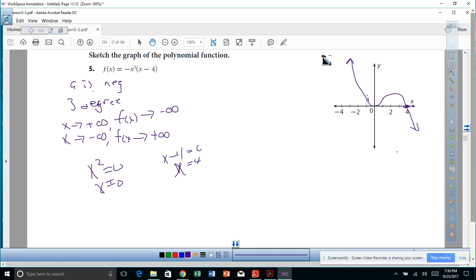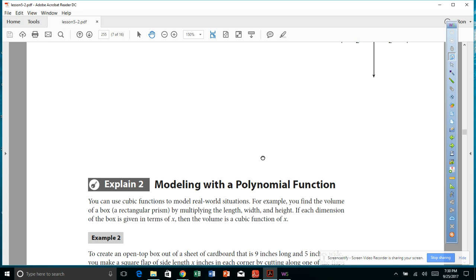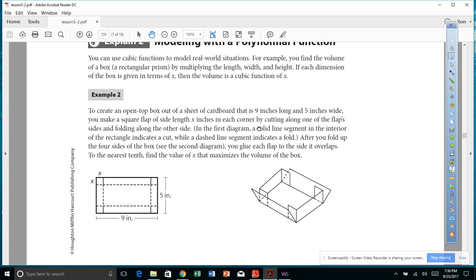So the graph of f of x is above the x-axis on the interval where x is less than 0 and from 0 to 4, and it's below when x is greater than 4. All right, good. Modeling with a polynomial function.